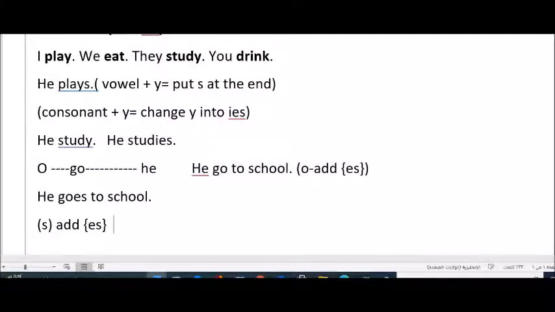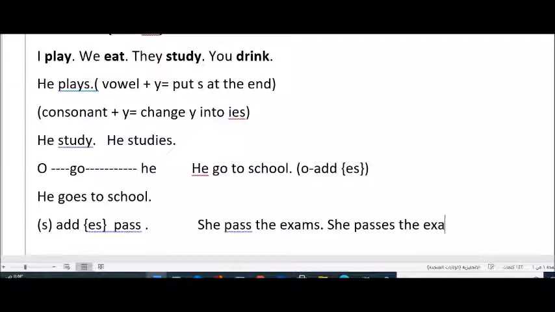For example, the verb pass, it ends with s. For example, she pass the exams. It means she succeeds. It will be she passes the exams. I put es here. What happened here? I add es to the end of the verb. Okay?